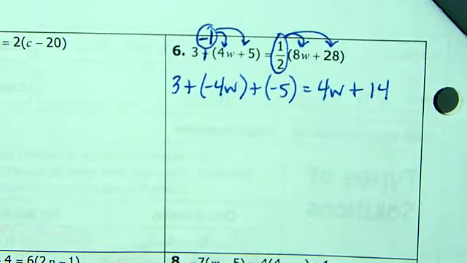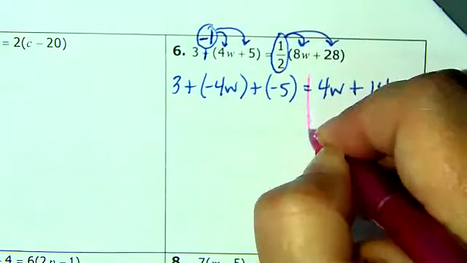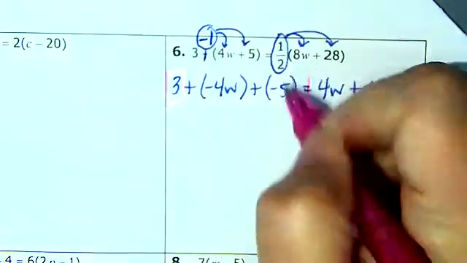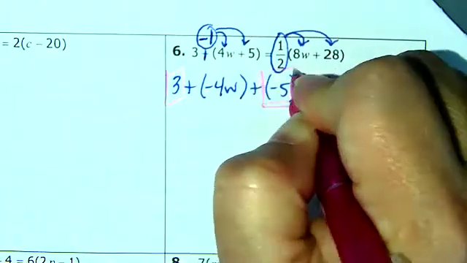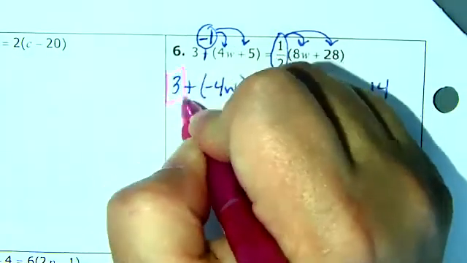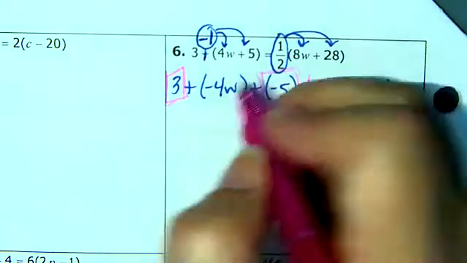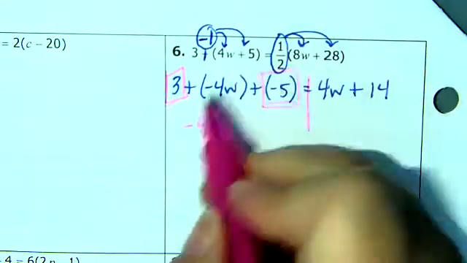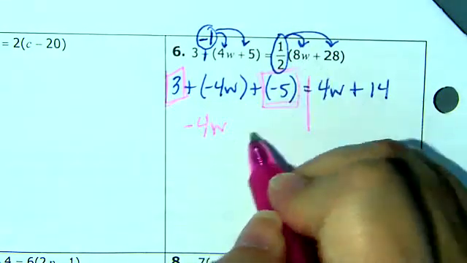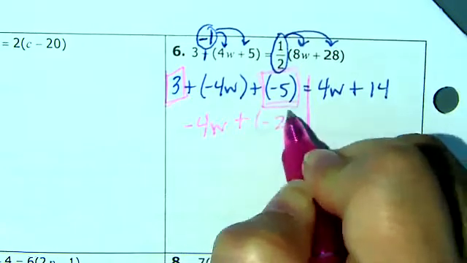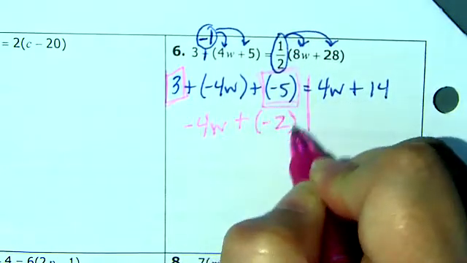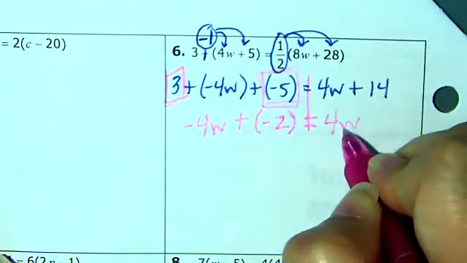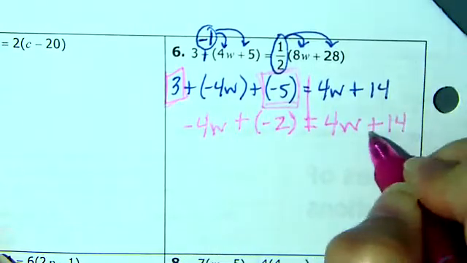And now I simplify. My next step, so I distributed. Now I simplify each half. So I have to combine my like terms. And when I do that, I end up with -4w. This is 3 plus -5, so that's going to be plus -2. And that equals, and I bring down the rest, so I have 4w plus 14.